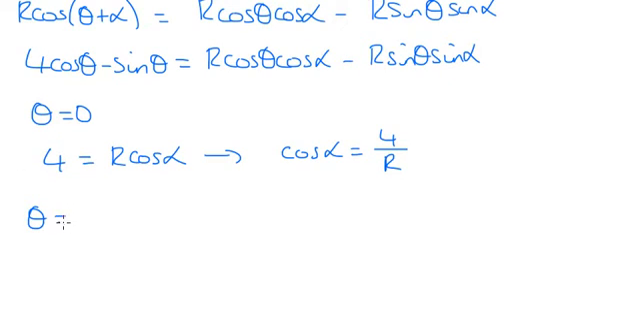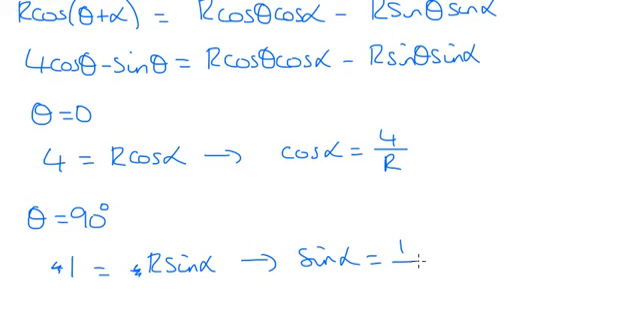Similarly, when we let theta equal 90, this time cos of 90 is 0, and sine of 90 is 1. So this time this bit's going to disappear, and we're going to have minus 1 is equal to 0, because we've got a cos theta here as well, minus r times 1 times sine alpha, so minus r sine alpha. The minuses can go, and that leads us to being able to write that sine alpha is 1 over r.